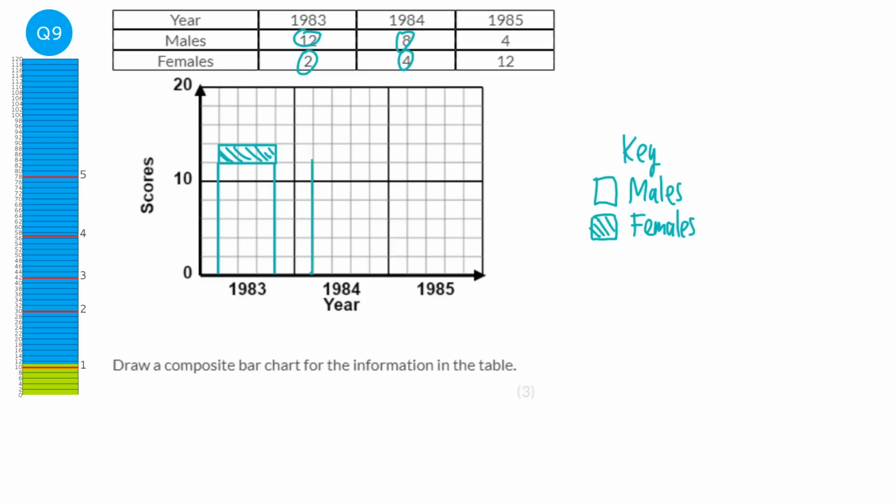So what you can do is just do the whole thing, then split it afterwards. So it would be like that. Shade in the females. And then finally we've got a 4 and a 12. And let's shade in the females there. Now don't spend forever on your shading, as long as it's clear which one's male and which one's female.